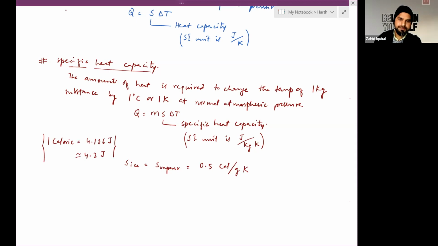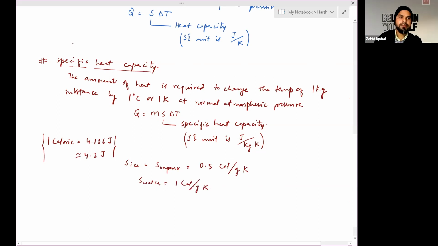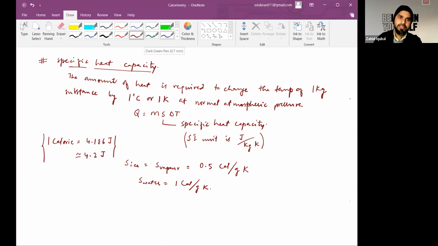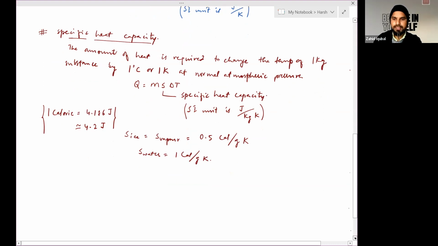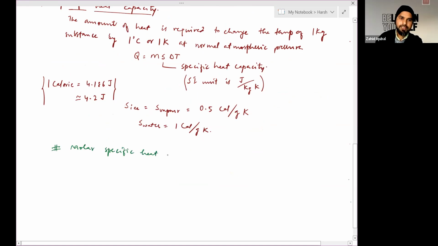Harsh, any doubt? No, sir. Similarly, in case of water, it is 1 calorie per gram per Kelvin. Next, if the amount of substance is being measured in terms of number of moles, that is in case of gas, that is called molar specific heat capacity or constant.